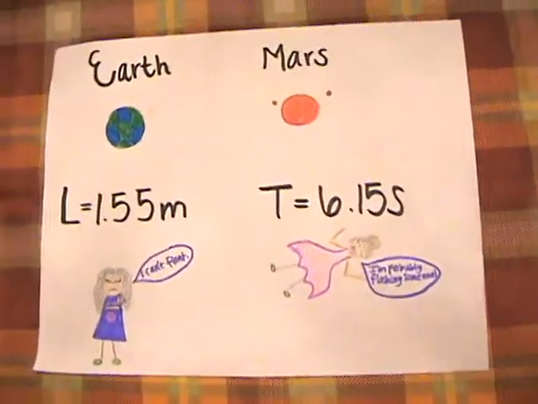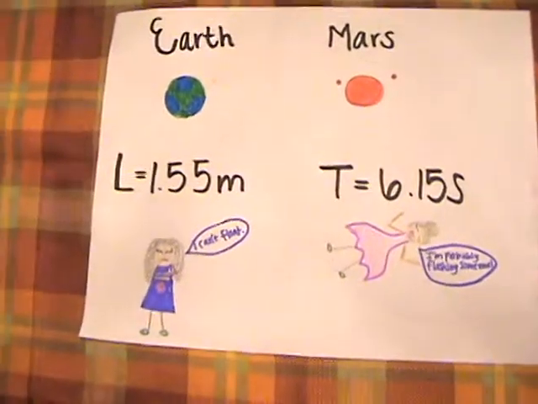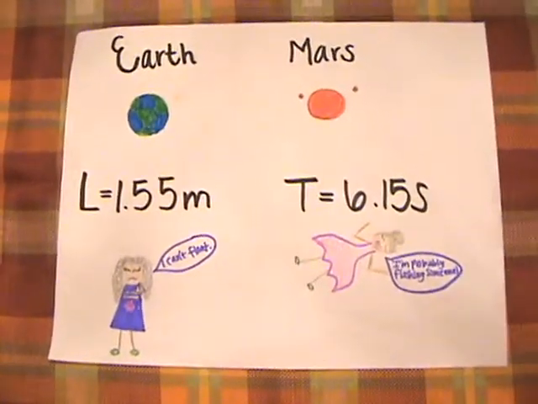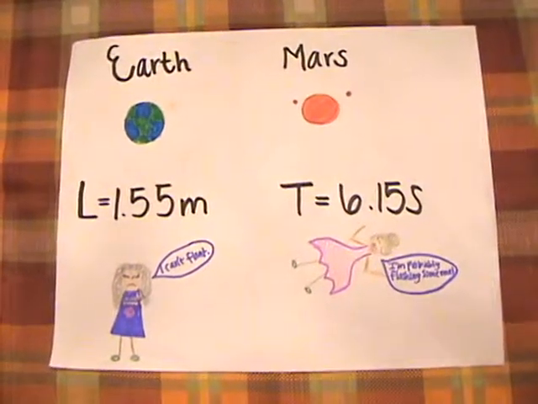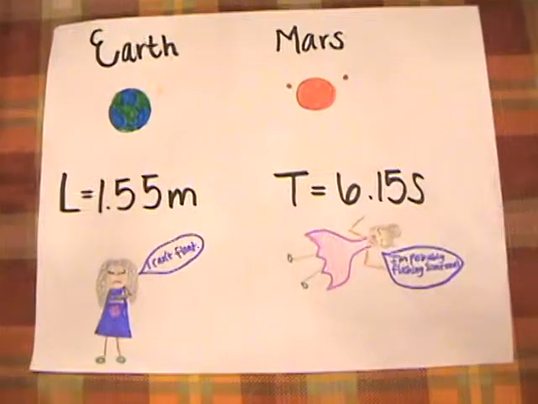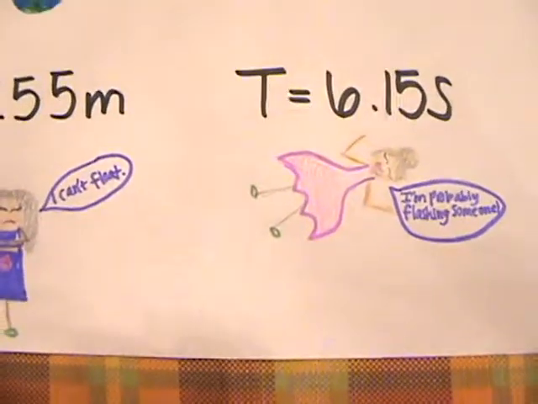As we come to a close on our problem, we notice that Earth's length is equal to 1.55 meters and that Mars's period is equal to 6.15 seconds.